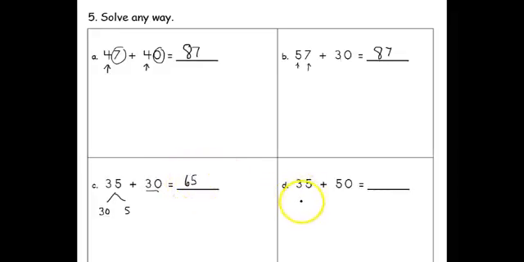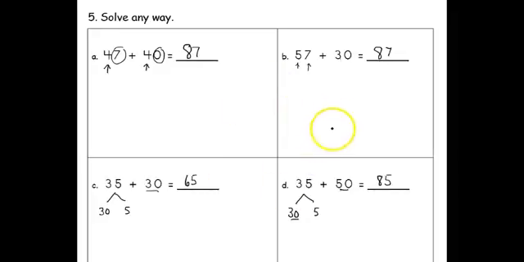I'll do the same thing for this problem. Here I have 35. I'll break it into 30 and 5. Now I'll combine my tens. I have 30 plus 50, which is 80, and 5 more is 85. So 35 plus 50 equals 85.